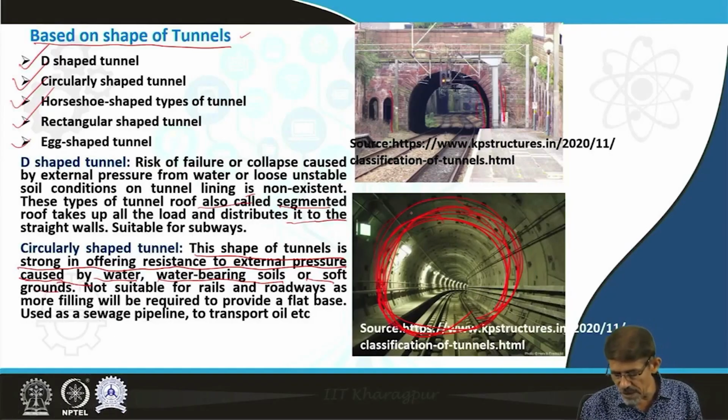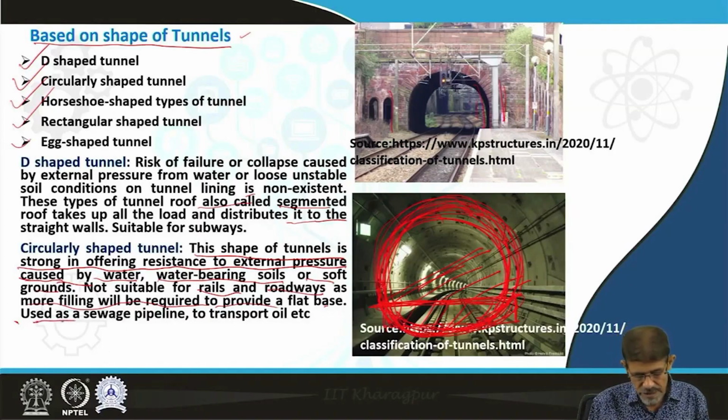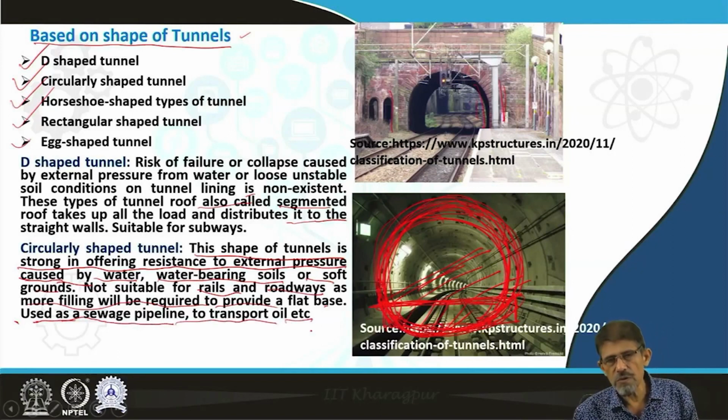Therefore, the shape is not suitable for rail and roadways, as more filling will be required to provide a flat surface on the inward side, because for making the road we require some plain surface. So filling of huge material is required to make the surface plain. This type of circular cross-sectional tunnel is well utilized as sewer pipeline to transport oils and water and facilitate release of water, etc.